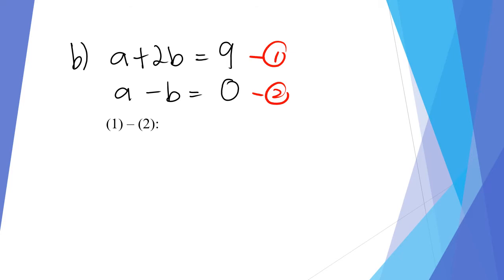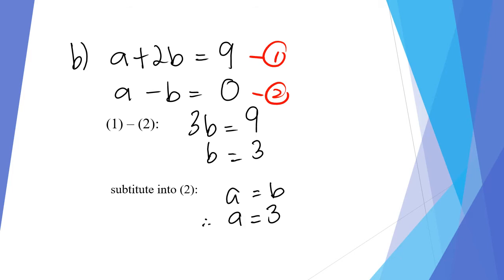So equation 1 minus equation 2, we get a minus a is 0, so we have 2b minus negative b, which is 3b equal to 9. So b equal to 3, and then we can solve for a. Substitute b equal to 3 into equation 2, we get a equal to b, which means a equal to 3.